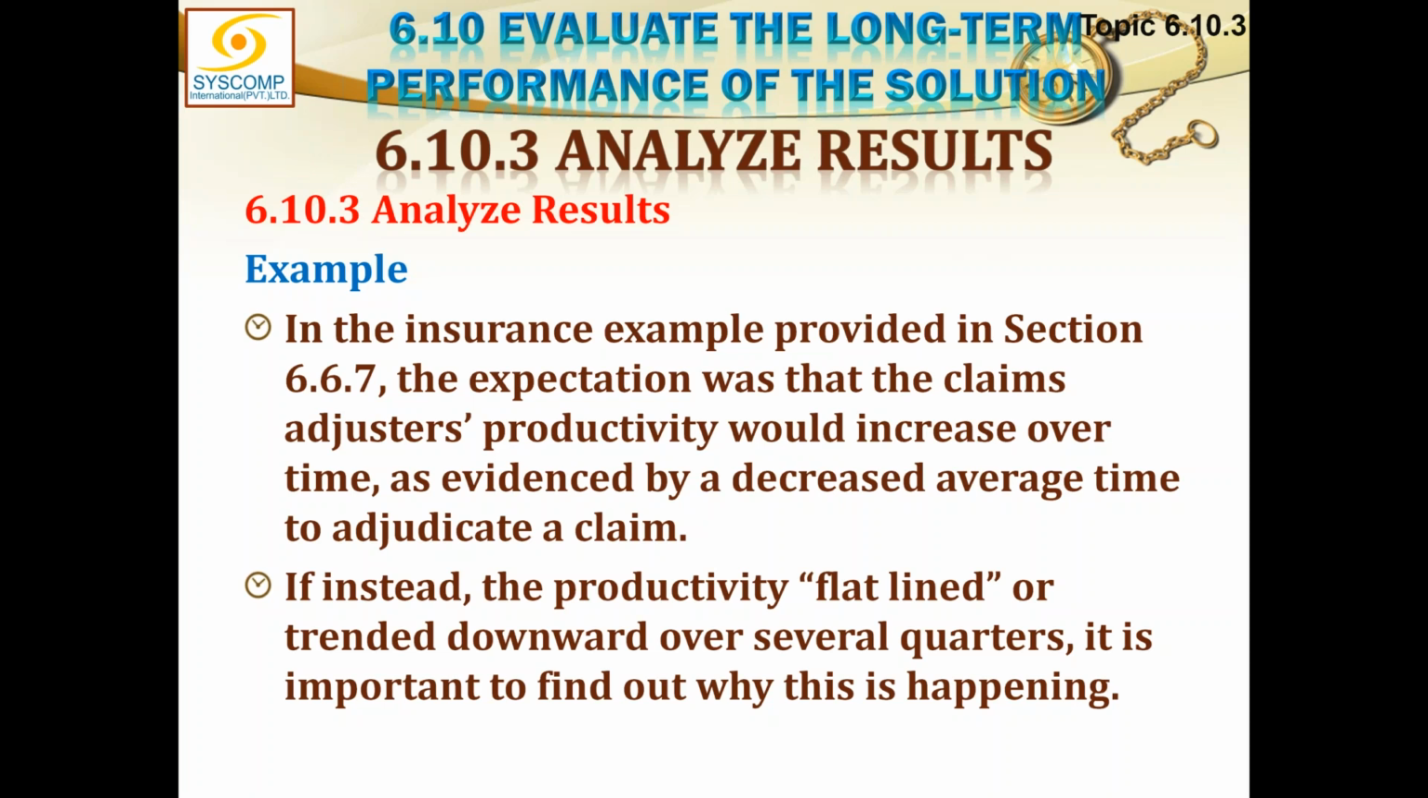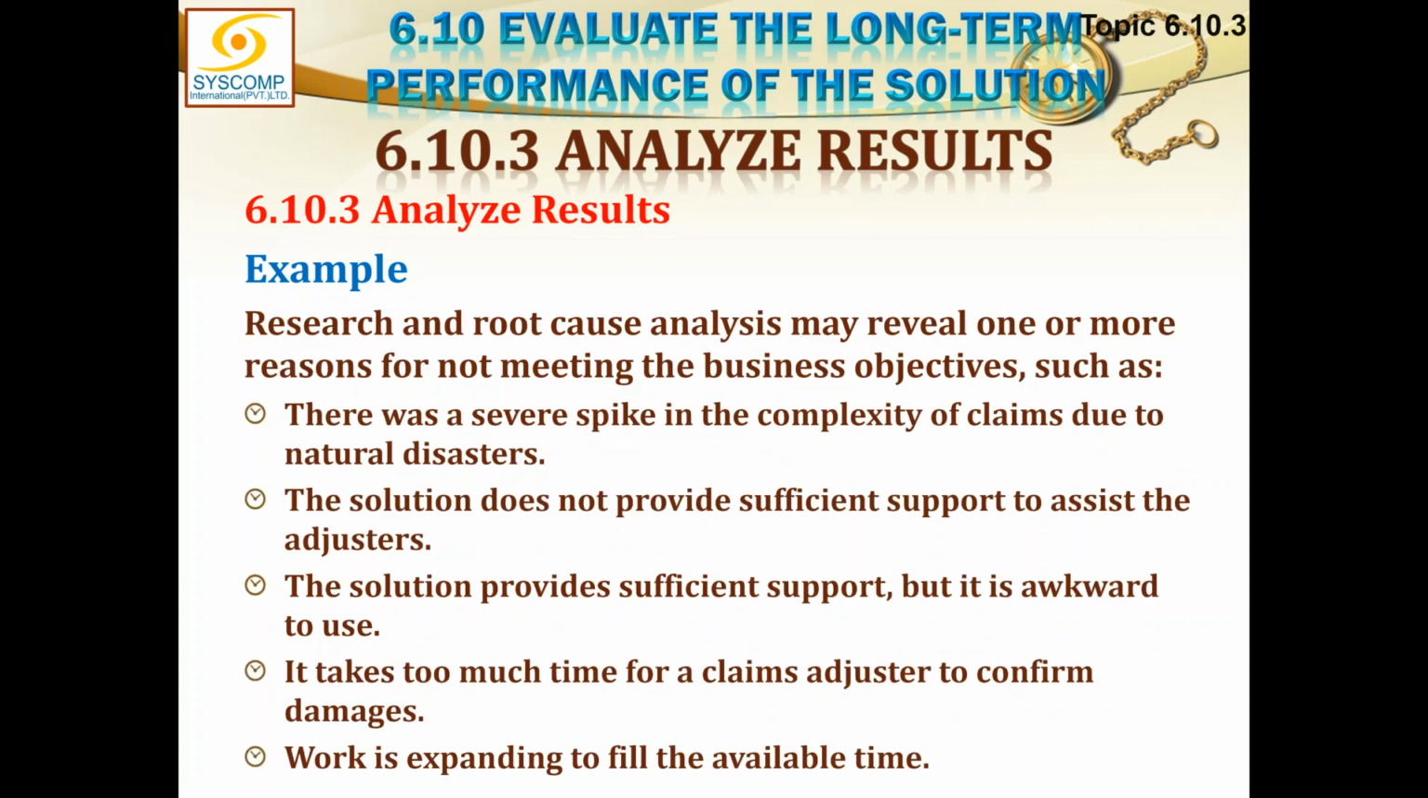If instead the productivity flatlined or trended downward over several quarters, it is important to find out why this is happening. Research and root cause analysis may reveal one or more reasons for not meeting the business objective, such as: there was a severe spike in the complexity of claims due to natural disasters. The solution does not provide sufficient support to assist the adjusters. The solution provides sufficient support, but it is awkward to use. It takes too much time for claims adjusters to confirm damages. Work is expanding to fill the available time.